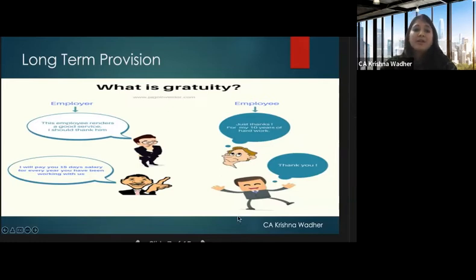Same is the case with gratuity. Yes, you have to pay that amount, but if that employee works for 30 years, then until 30 years you don't have to pay the gratuity, but you have to keep it aside. At one point of time you have to pay, right? So that will be under long-term provisions.